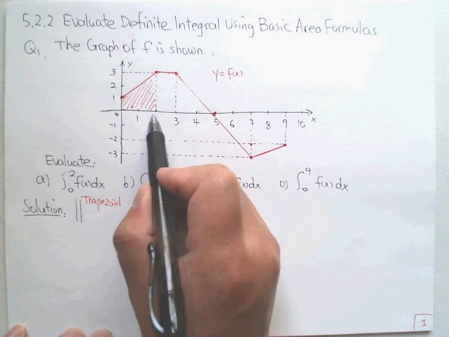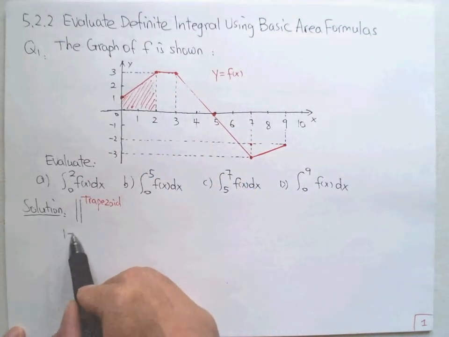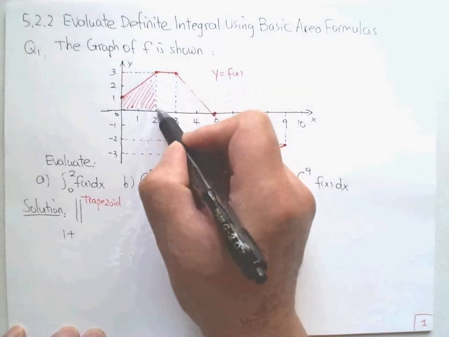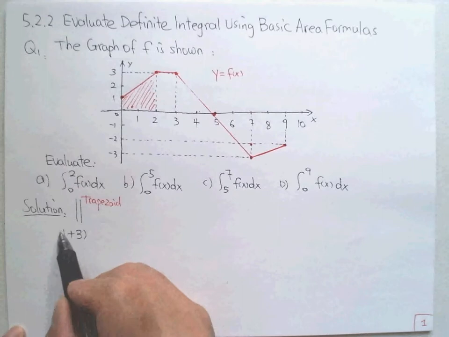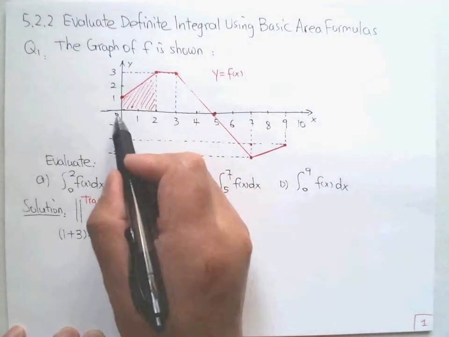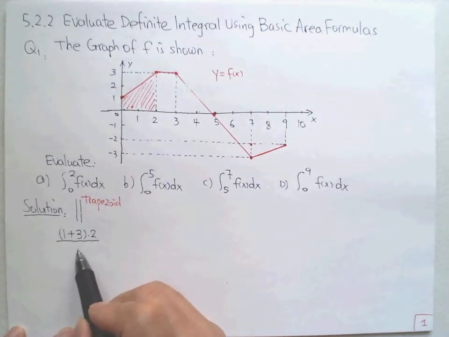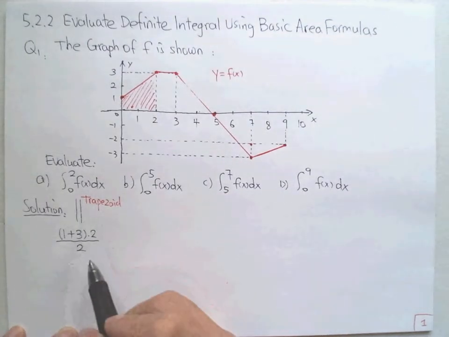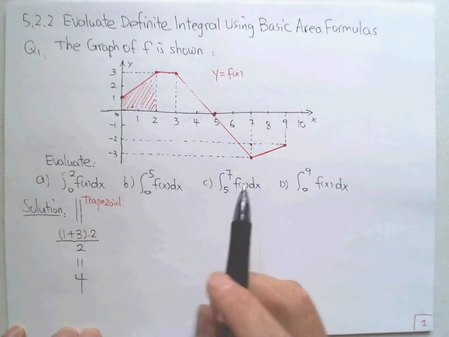So what are we going to do? This height is 3, this height is 1, so 1 plus 3, and then times the width, which is 2, and then divided by 2. That's the formula. Then do the calculation, what do we get? It's 4, the easiest. We did the first.